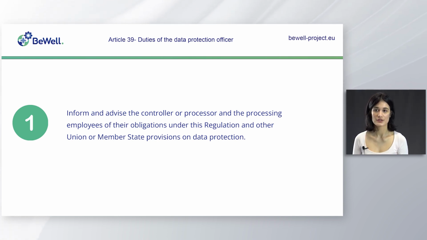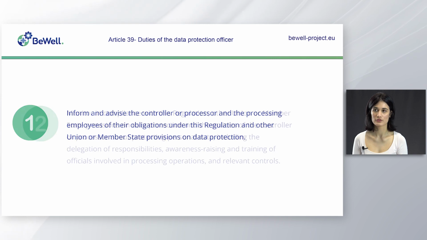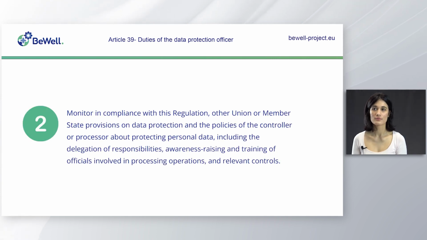The duties the Data Protection Officer has, according to Article 39 of GDPR, are: 1. To inform and advise the controller or processor and the processing employees of their obligations under the regulation and other Union or Member State provisions on data protection. 2. Monitor compliance with the regulation, other Union or Member State provisions of data protection and the policies of the controller or processor concerning the protection of personal data, including the delegation of responsibilities, awareness raising and training of officials involved in processing operations and relevant controls.